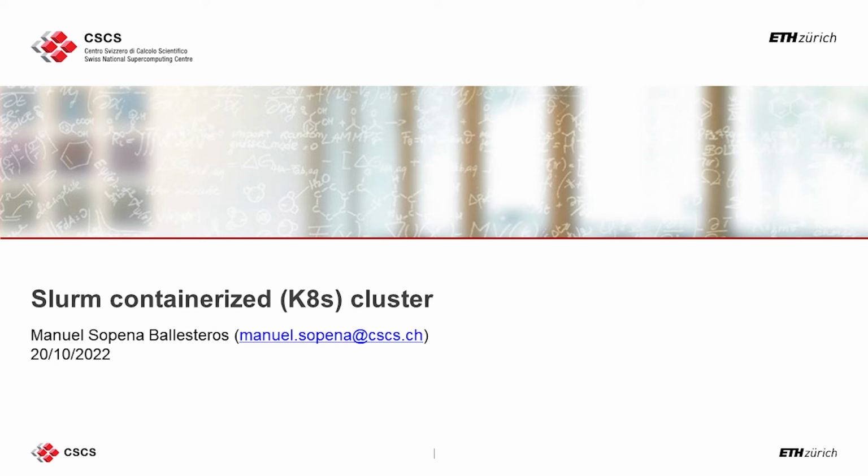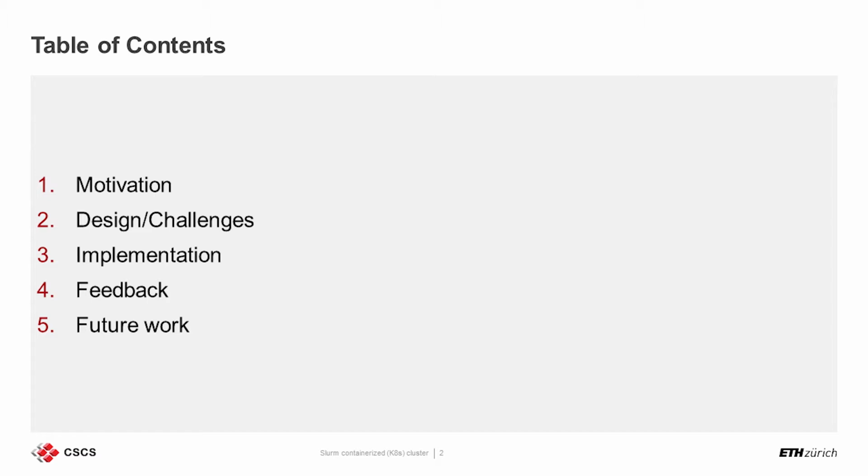Then I'm going to explain some design challenges we faced. I think this is the most important part because I'm not trying to make this a technical talk. I'm going to skip all the technical details and just go to the things we learned during the process. Then I'm going to give an overview of the implementation, how things work from a high-level overview, feedback from people we have been talking to, and then what else we need to do in order to put this into a production environment.